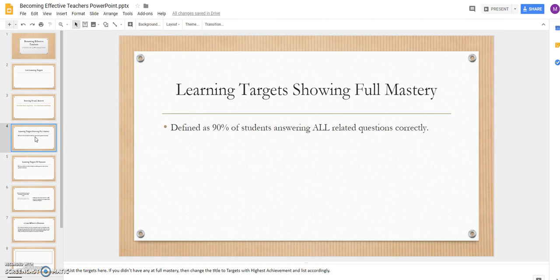If you don't have any targets that meet that definition, then you're going to change the title of this slide to Targets with Highest Achievement, and that is listed in the notes. So if you don't have any targets that meet this definition of full mastery, then the next step is to say, okay, well, what went the best? Where was the highest achievement? A bulleted list of those targets is fine.